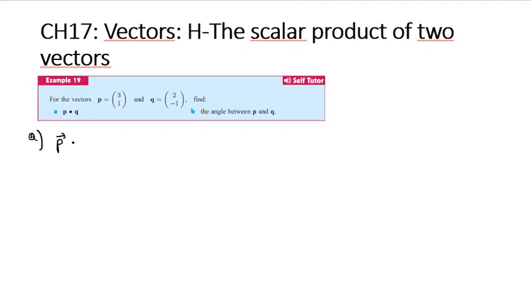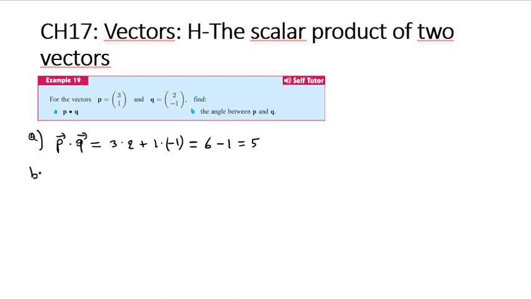So the scalar product of the vector p and q, this is how you write it, is equal to, the components are given, so we do the x component of the first vector, 3, times the x component of the second vector, 2, plus the y component of the first vector times the y component of the second vector. So 3 times 2 is 6, 1 times minus 1 is minus 1, so that is equal to 5. So the scalar product of those two vectors is equal to 5.